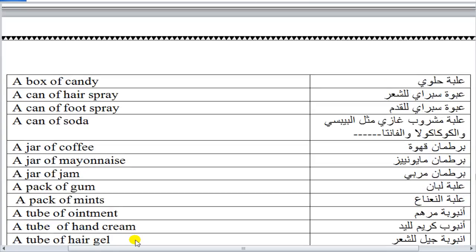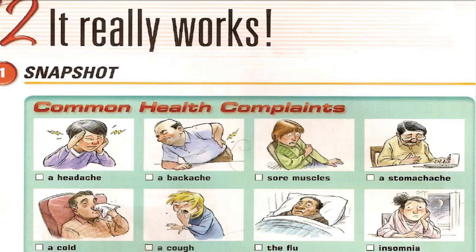That's the end of Unit 12, Interchange 1, Third Edition, Part 1. Unit 12. It really works. Exercise 1. Snapshot. Common health complaints.